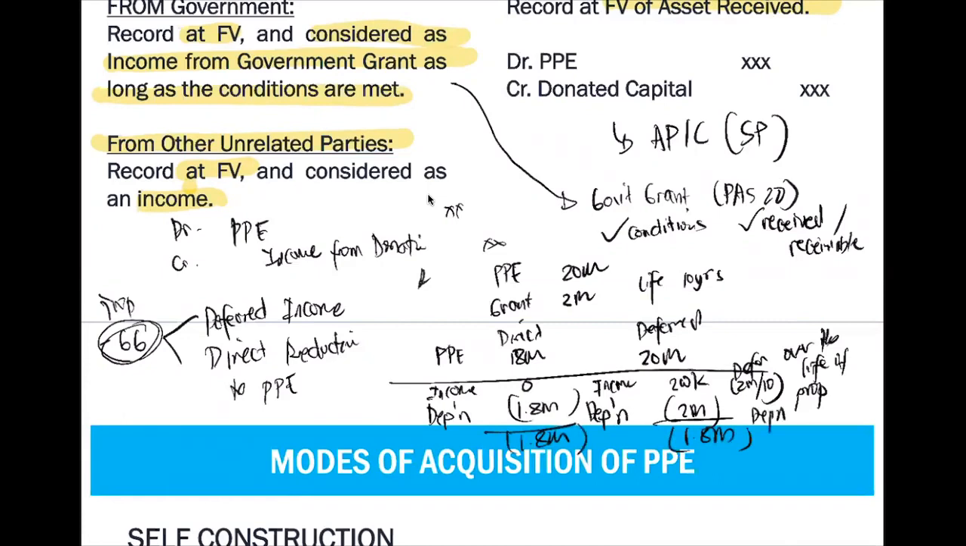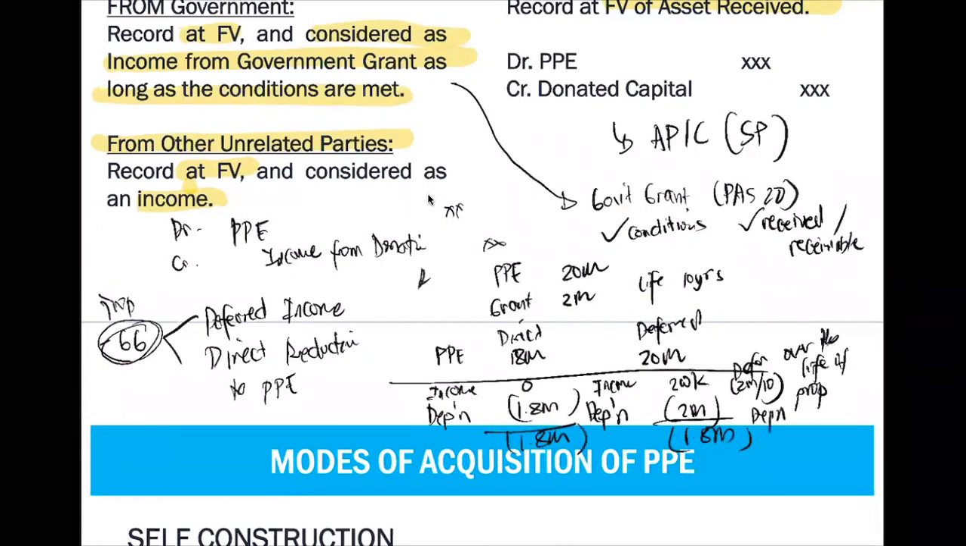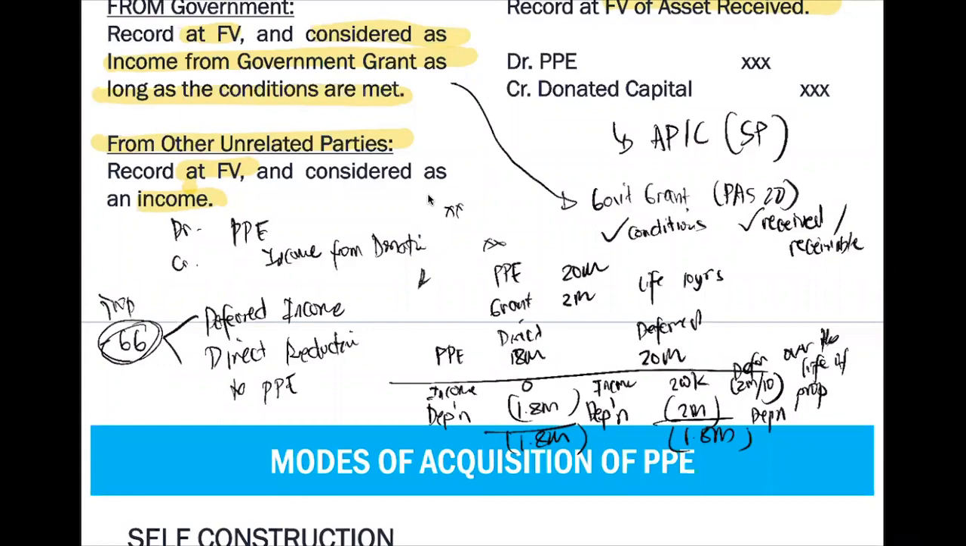Okay, again, if that is a grant that is only a supplement to your property. So for example, you already expense something and then you are given a grant. How do we treat that grant related to asset? So it's either deferred income or a direct reduction to property, plant, and equipment.